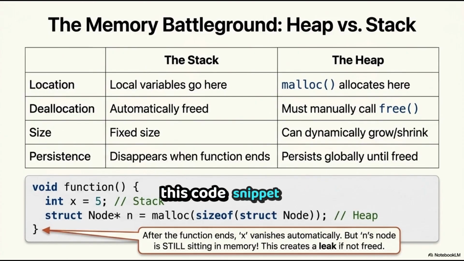Let's walk through this code snippet so you can see it in action. We have a function here. Inside it, the integer x is created on the stack. When that function ends, x completely vanishes. It's just gone, automatically. But right below it, our pointer n is mapped to a node created with malloc on the heap. After the function is over, that physical box is still sitting in memory. It doesn't disappear. If you don't manually call free on it, you have just created a permanent memory leak.